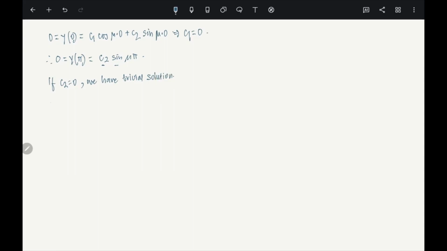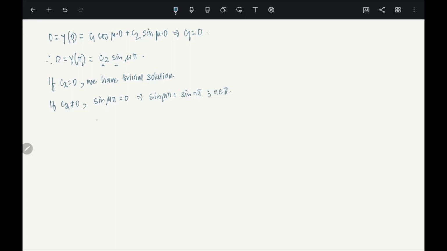So if c2 is not 0, what happens? Then you have non-trivial solutions. If c2 is non-zero, then sine of mu pi has to be 0. So what does that mean? Sine of mu pi has to equal sine of n pi. That's the only case when they are going to be 0. n is in Z. Otherwise there is no other option, right?